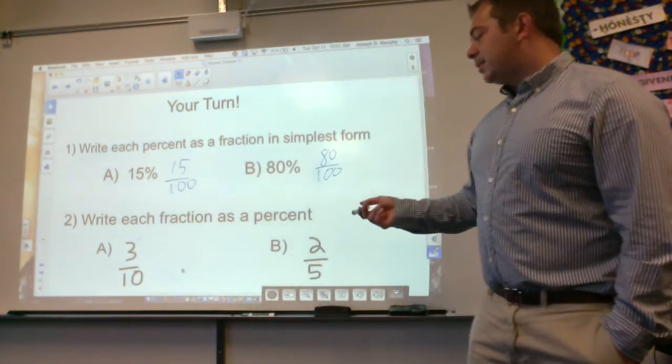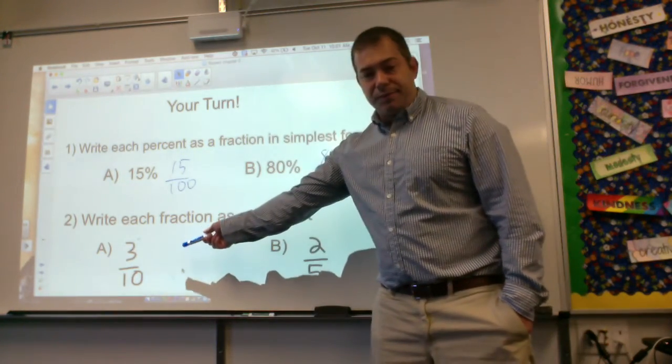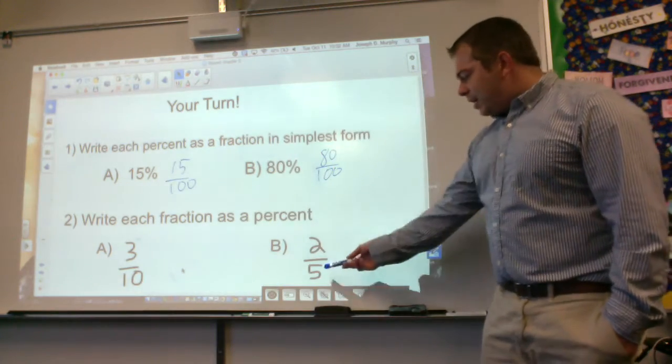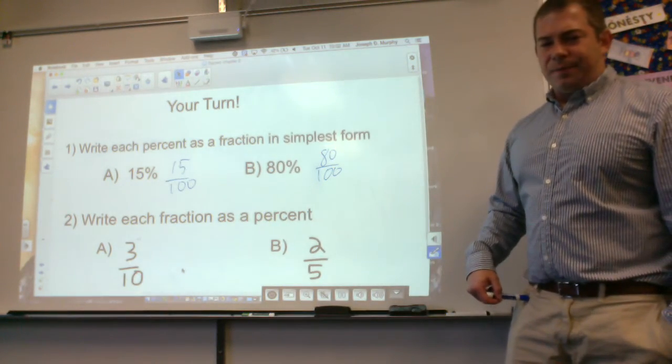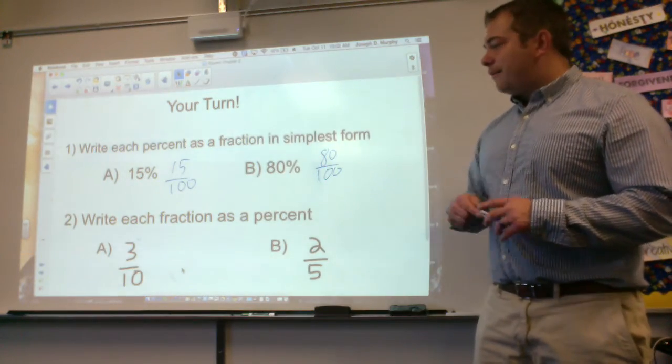Write each fraction as a percent. Well, you could turn that into 100 pretty easily, or you could do some division and turn it into a decimal first. And you could turn 5 into 100 easily as well. Or you could do some division. You have a couple of options, whatever you like best, but you have 4 questions total.